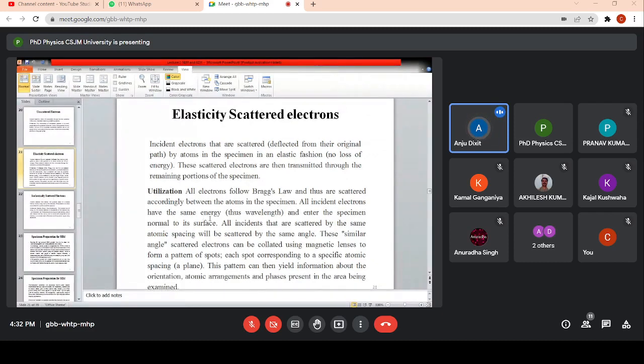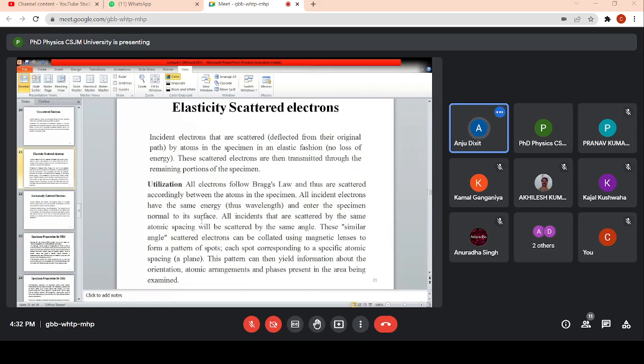All incident electrons have the same energy, and so obviously they have the same wavelength and enter the specimen normal to its surface. All incident electrons that are scattered by some atomic spacing will be scattered by the same angle. These similarly angled scattered electrons can be collated using magnetic lenses to form a pattern of spots, each spot corresponding to a specific atomic spacing. This pattern can yield information about the orientation, atomic arrangement, and phases present in the area being examined.